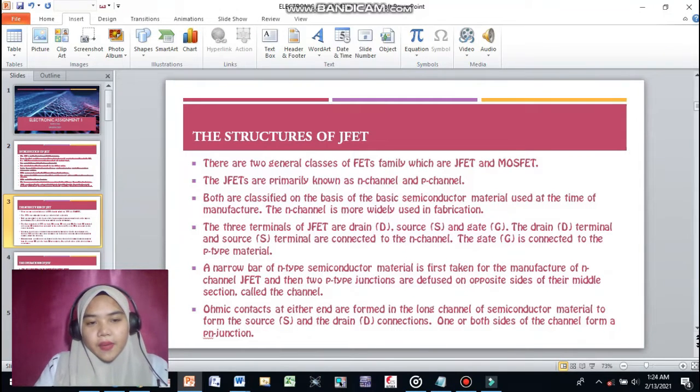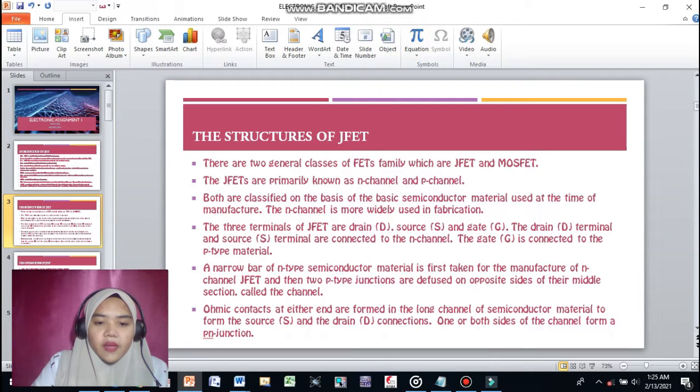The structure of JFET. There are two general classes of the FET family, which are JFET and MOSFET. JFETs are primarily known as N-channel and P-channel. Both are classified on the basis of the basic semiconductor material used at the time of manufacture. The N-channel is widely used in fabrication. The three terminals of JFET are drain, source, and gate. The drain terminal and source terminal are connected to the N channel. The gate is connected to the P-type material.